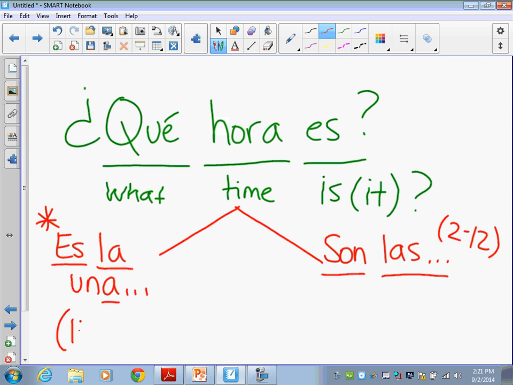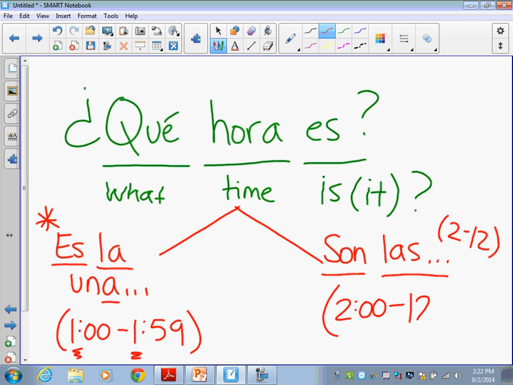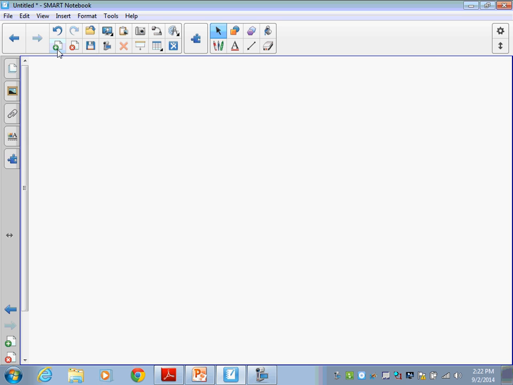¿Qué hora es? Es la una. We're going to use this for 1 o'clock through 1:59 when we use 1. Versus son las that we'll use for 2 o'clock through 12:59. Okay? ¿Qué hora es? What time is it? Es la una or son las 2, son las 3, son las 4, son las 5, son las 6. Okay? All right.